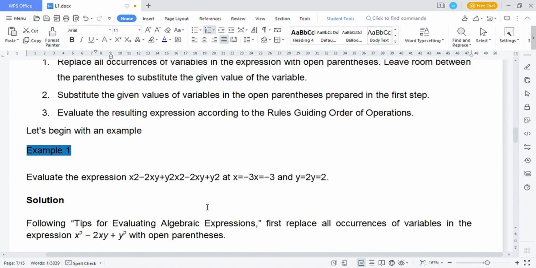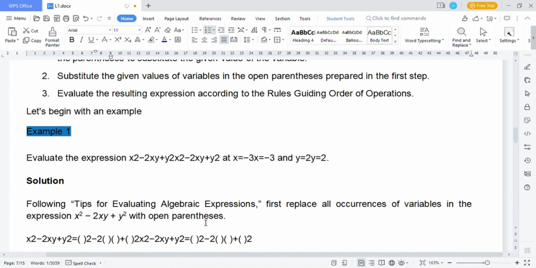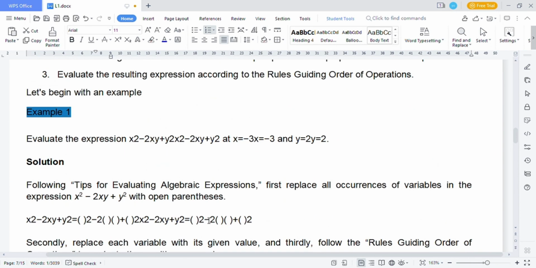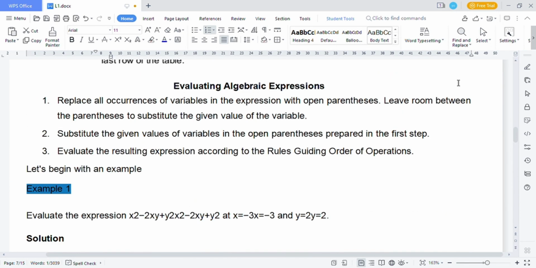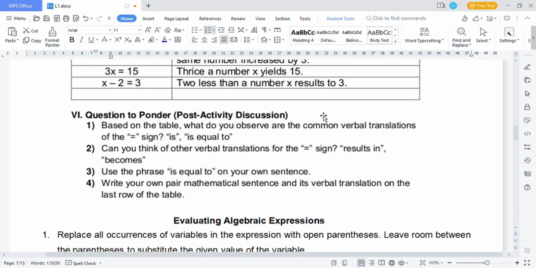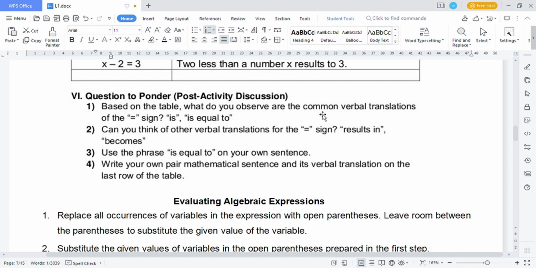Okay, now let's proceed. We'll end here, and on our next meeting we will discuss evaluating algebraic expressions.